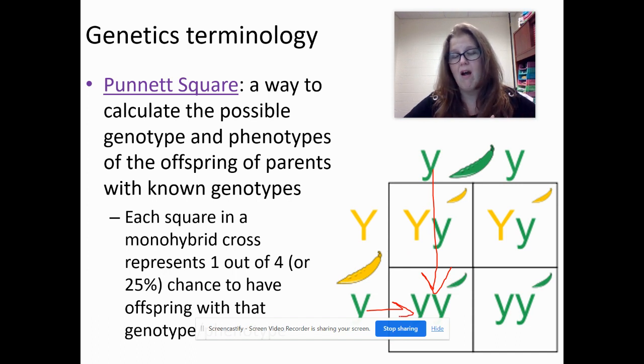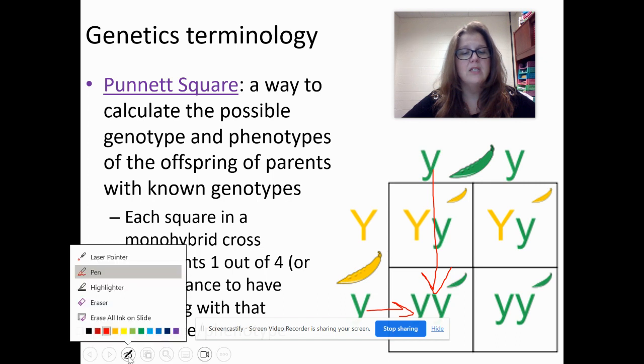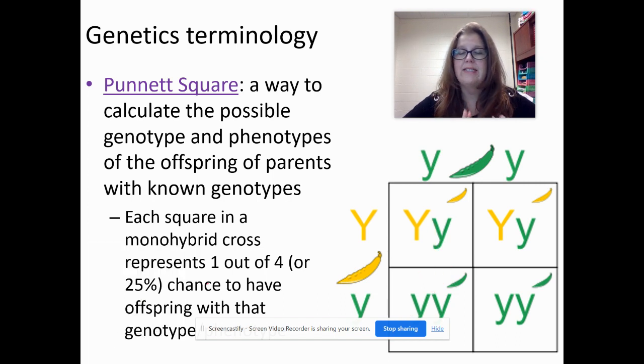And the same thing with the other column. And each one represents a 25% chance to have that genotype. It is just that, though. It is a prediction. It is not guaranteed.